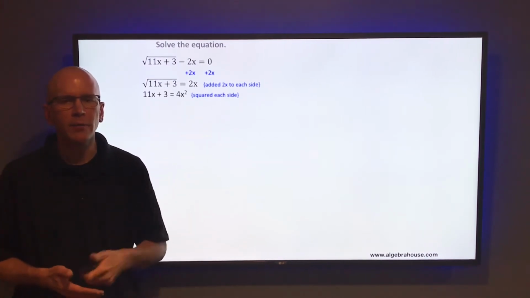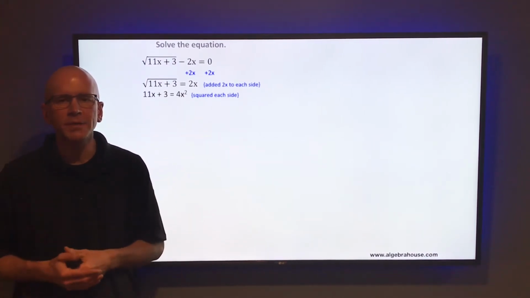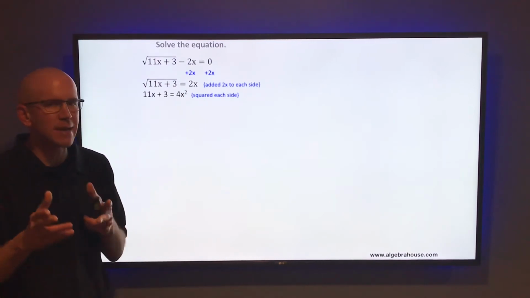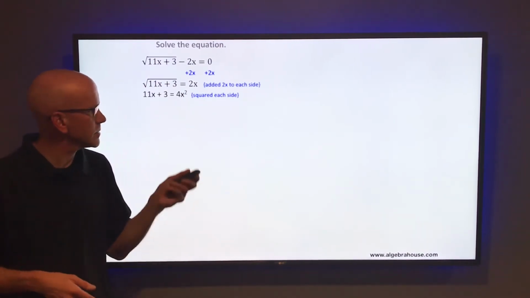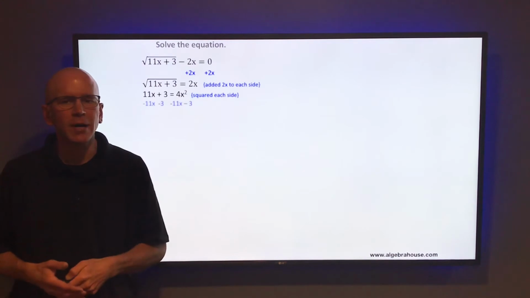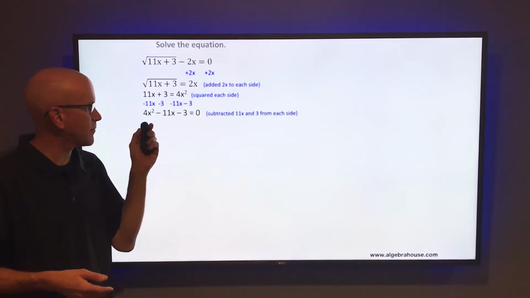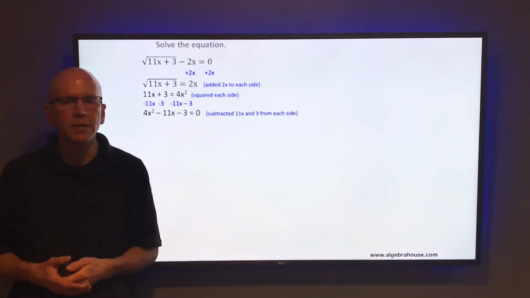Now that is a quadratic equation, so you want to get everything to one side equal to 0. Try to keep the x squared positive for factoring reasons. So subtract 11x and subtract 3 from each side. So that makes 4x squared minus 11x minus 3 equals 0.